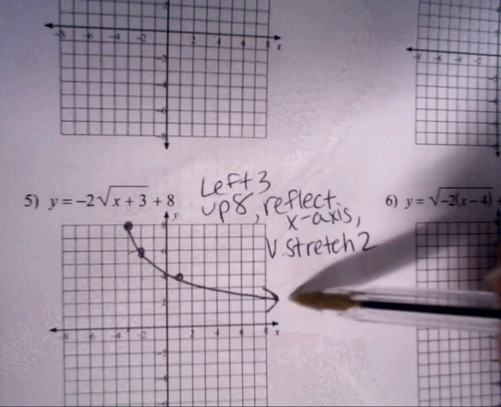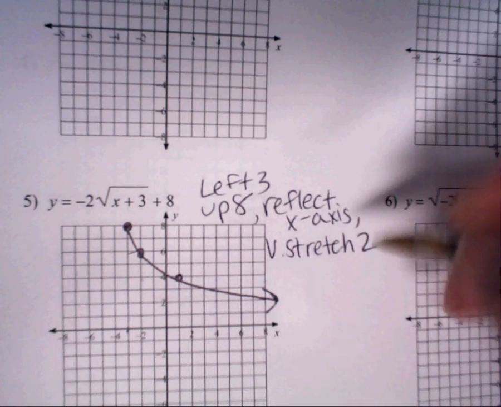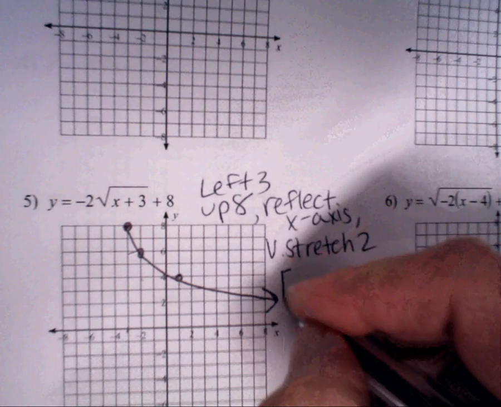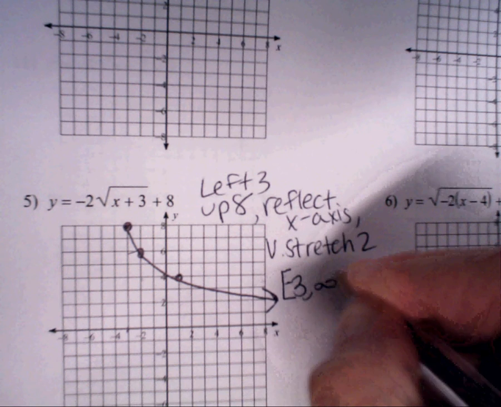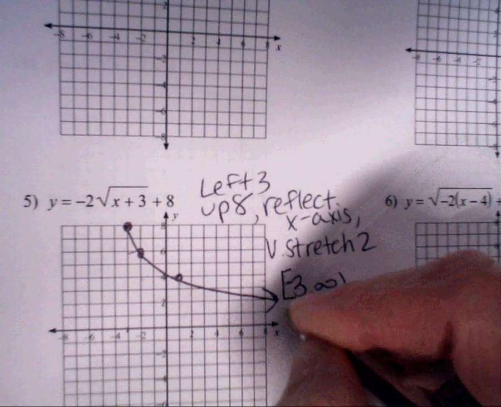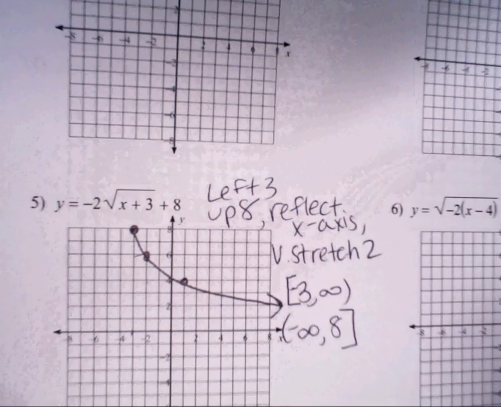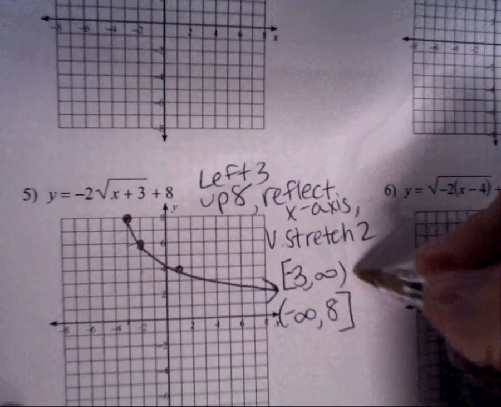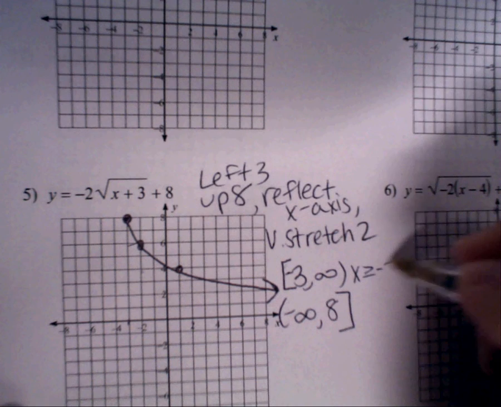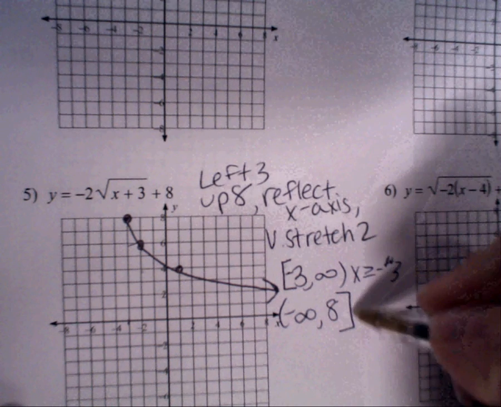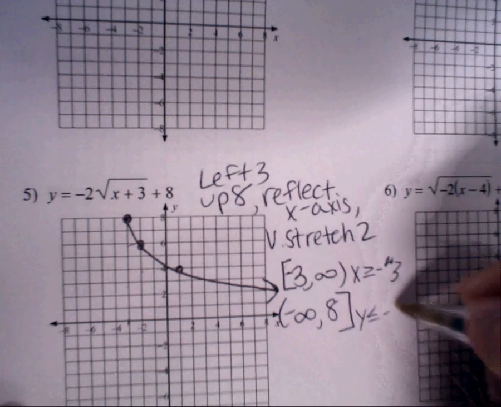So then the domain is negative 3 to infinity. And the range gets a little weird, negative infinity to 8. Or you could say x is greater than or equal to negative 3. Whoopsie. And y is less than or equal to 8. Not negative 8, just 8.